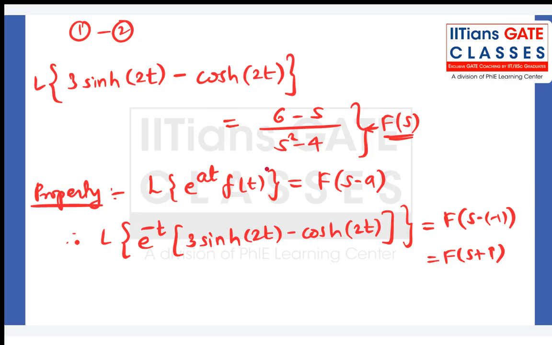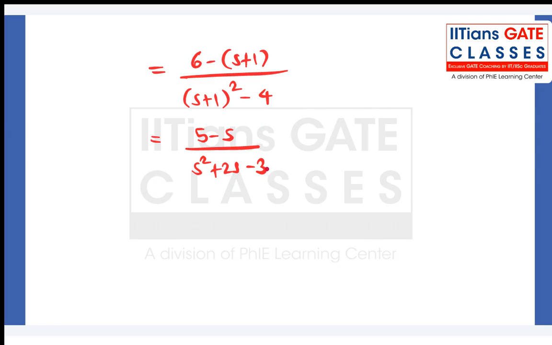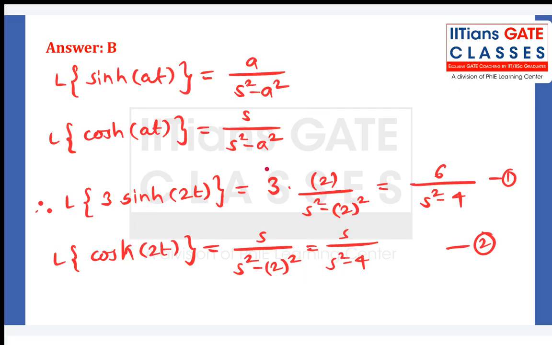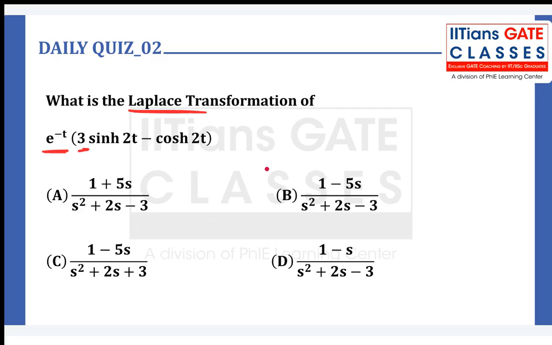Okay, so yeah, it should be 5 minus s in the numerator. So this is the correct answer. Yeah, I'm not sure why these options are like this, but yeah, this should be the correct answer. Okay, because they are saying option B, it is. No, it should not be like this. It should be 5 minus s, if I'm not wrong. Okay, let me just check once. Yeah, it is 5 minus s only. One second.